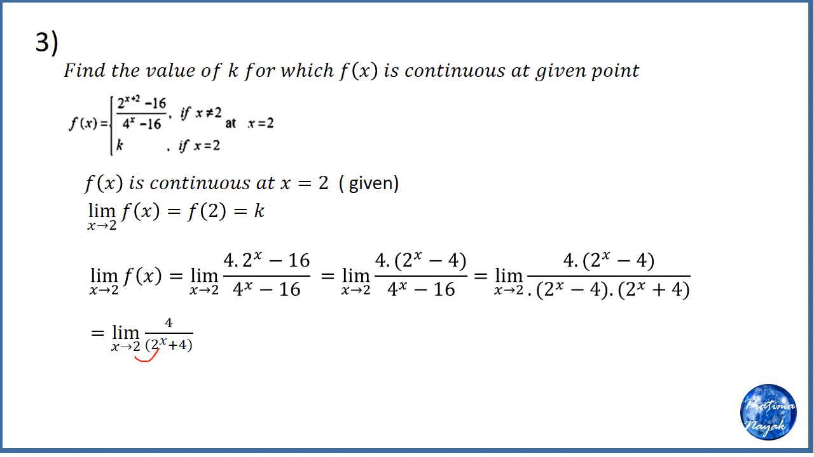So now put the value x is equal to 2. We can put now x is equal to 2. So how much am I getting? I am getting 4 by 2 raised to the power 2 is 4, 4 plus 4 is 8. 4 by 8 is equal to 1 by 2. So this is equal to k. So k is equal to 1 by 2.